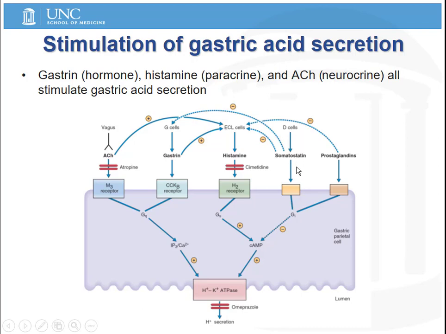Somatostatin directly binds to receptors on nearby parietal cells, causing inhibition of adenylyl cyclase and decreasing cyclic AMP, which ultimately decreases acid secretion. Somatostatin also acts on the G cells to inhibit gastrin release and the ECL cells to inhibit histamine release. Prostaglandins also inhibit acid secretion directly by decreasing the intracellular cyclic AMP and indirectly by acting on the ECL cells to inhibit histamine secretion.